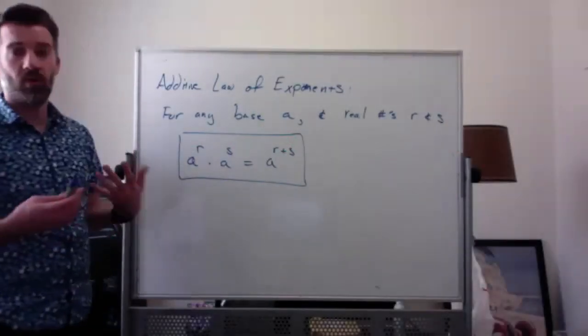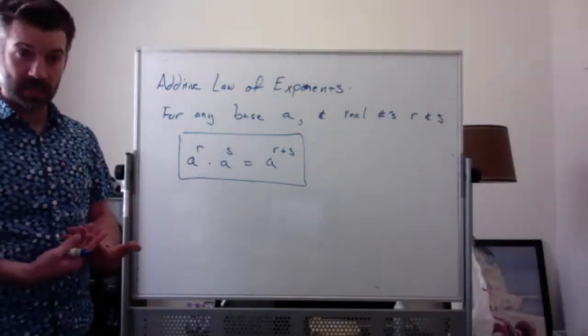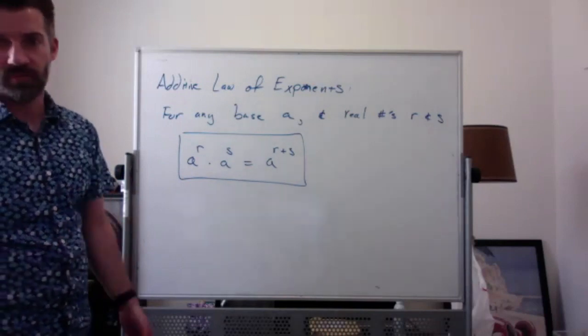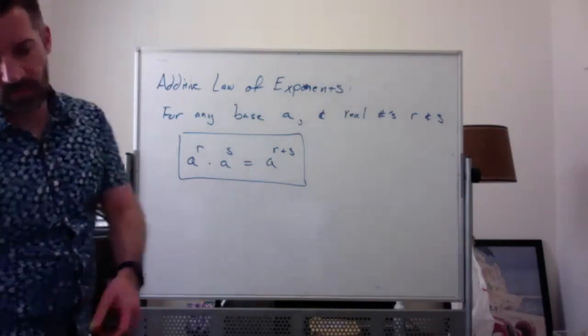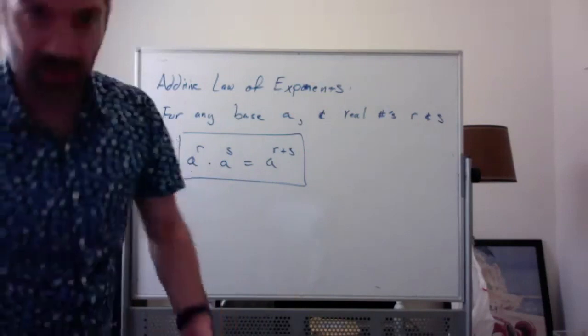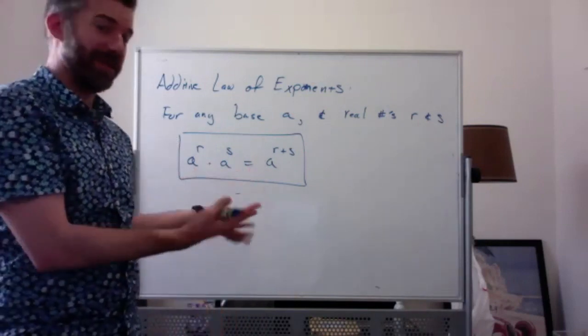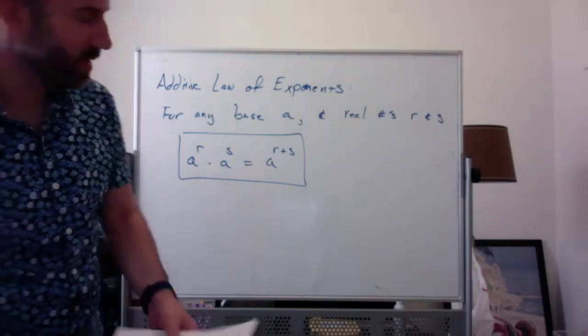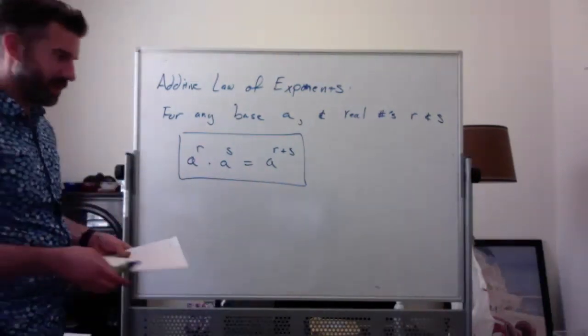This just says that if you multiply two things together with the same base, then you add the exponents. That's it. That's why it's called the additive law of exponents, because you're adding exponents. It's a very literal name. So this works the way we expect it to.